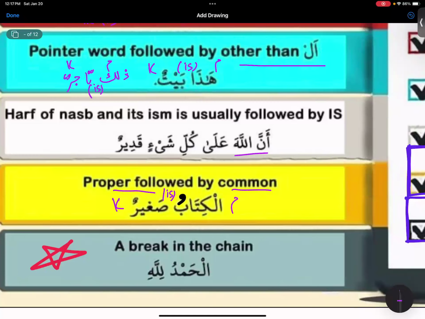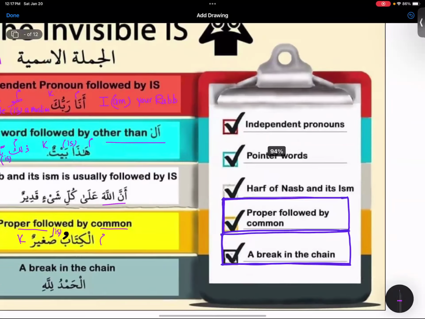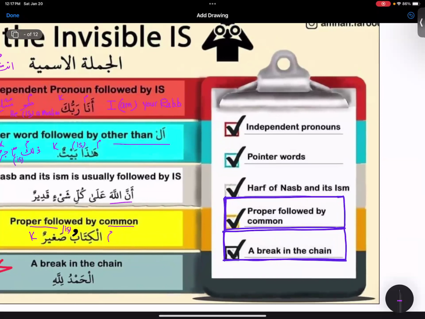Then break in the chain. That happens with all these fragments, so we are going to talk about it later. Basically this is what we have learned so far. If you see an independent pronoun, your is, are, am will go there. If you see pointer words but no al after it, our is will be there. And proper followed by common, we will see a lot of examples. We saw it even in our first lesson, where there was a sentence and the word is was in between them.